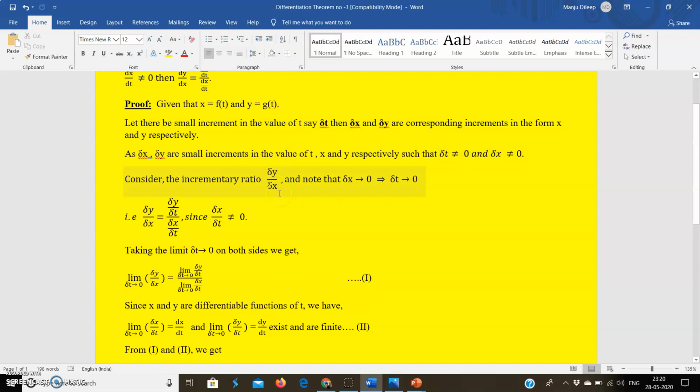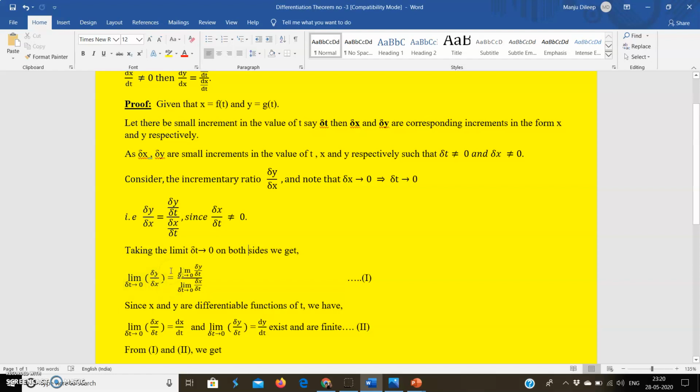Now we have to consider delta y upon delta x as the ratio here. Note that delta x tends to 0 implies delta t tends to 0. So we are considering delta y upon delta x here, and we need to get this result in the format of dy upon dt. So we consider this ratio, and instead of writing d, you write delta, that's it. So delta y upon delta t upon delta x upon delta t, where delta x upon delta t is not equal to 0.